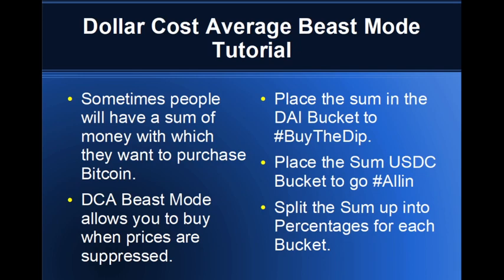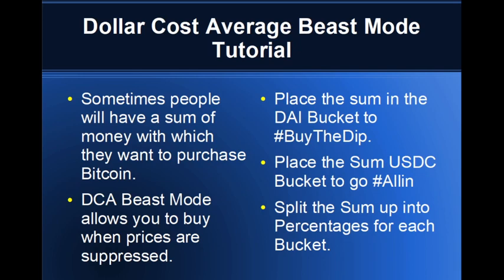What you can do is set that money into one of the two stablecoin buckets. So you can place the sum in the DAI bucket to buy the dip. And so you know that you're going to get it at a good discount price. You're not going to get it at the bargain basement price, but you're going to get it at a good discount price. It's just going to take percentages out based upon how low it dips. So this is a good time, if dollar cost is in bull mode, to probably put that money into the buy the dip fund. So that's the first option.